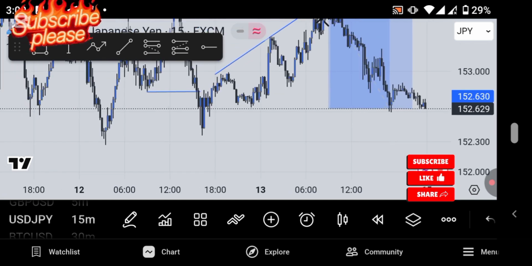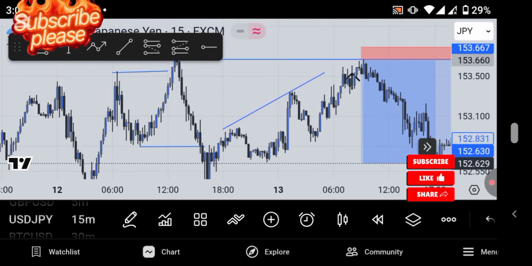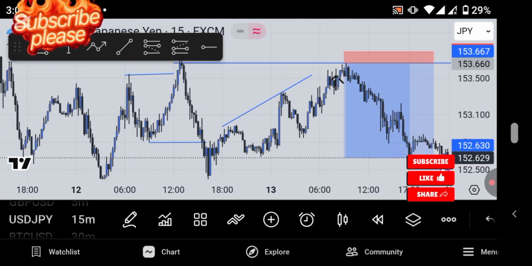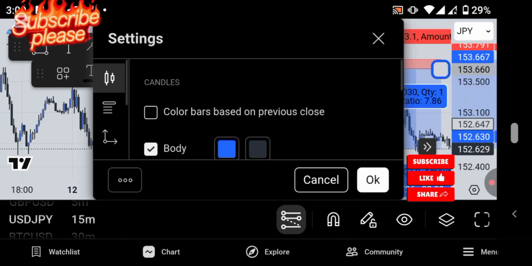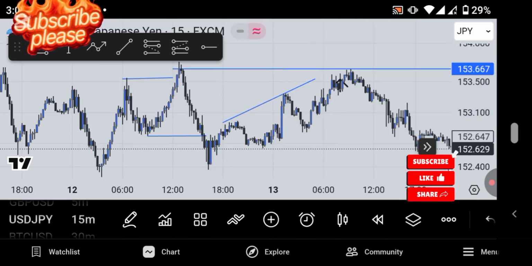So this is a trade I took using double confirmations. So how did I take this trade? Let me clear the chart so we can do it together. Let's clear the chart, guys.